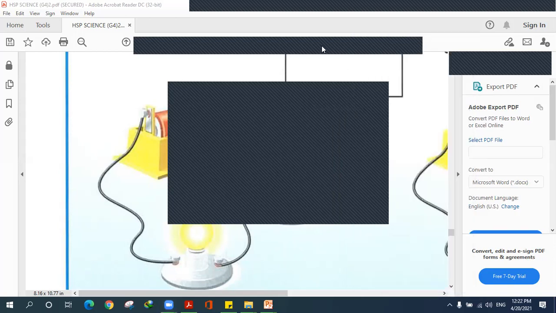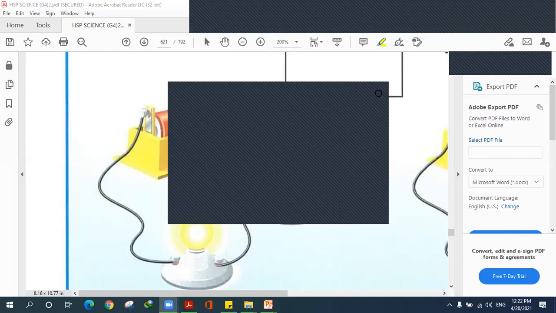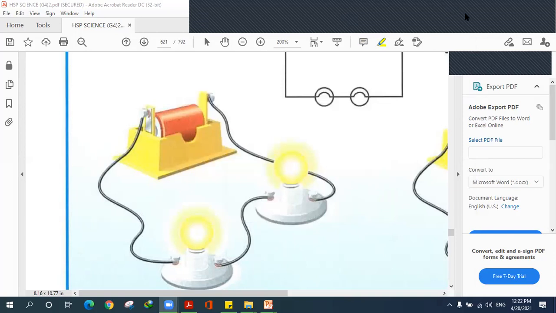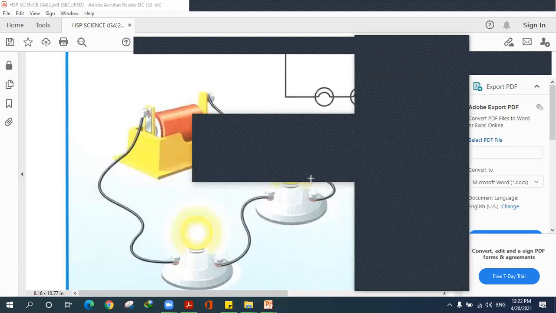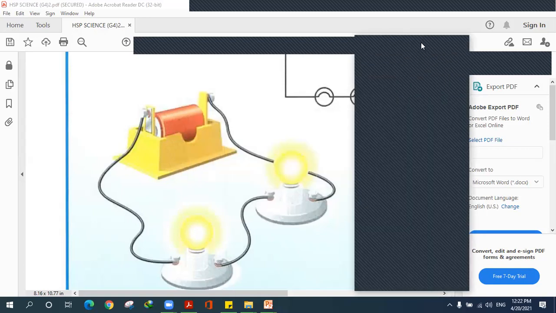Okay, now let me show you something in here. Guys, please mute yourselves because I'm hearing some noises. So now we have this circuit. It's a simple circuit with a battery, wires, and two bulbs. This is what we call a series circuit. Series circuit, okay?